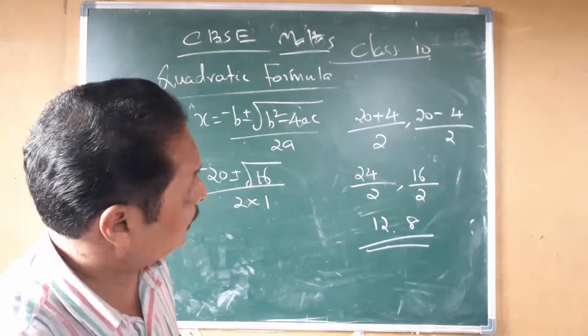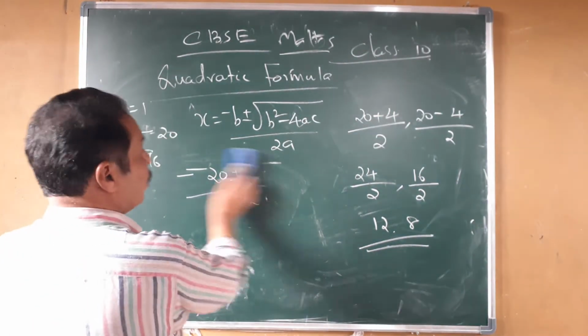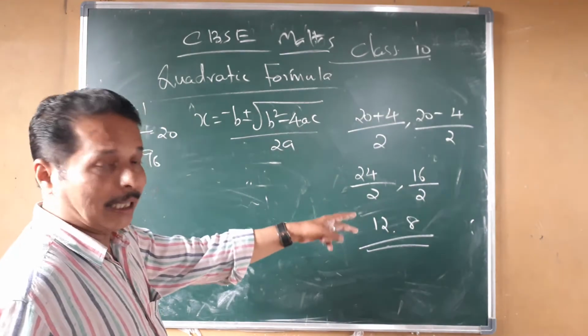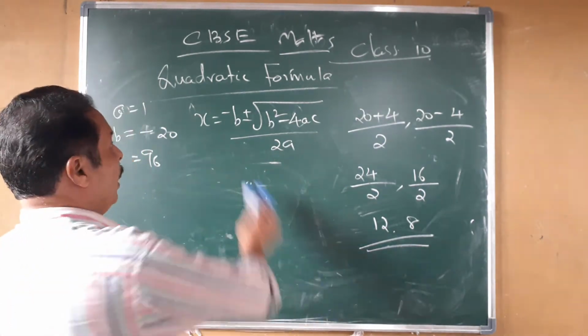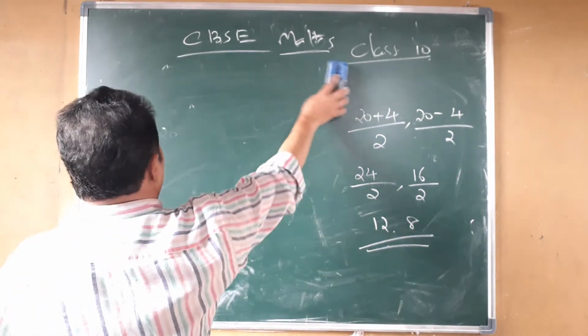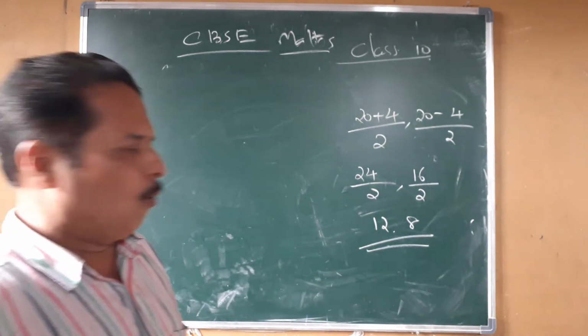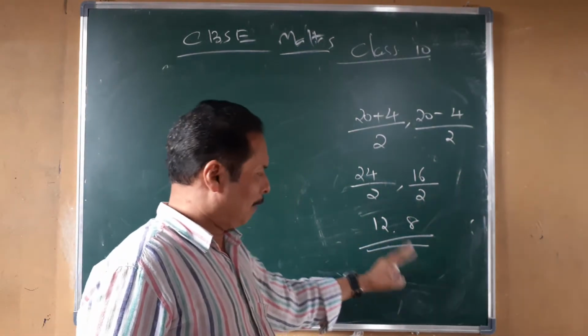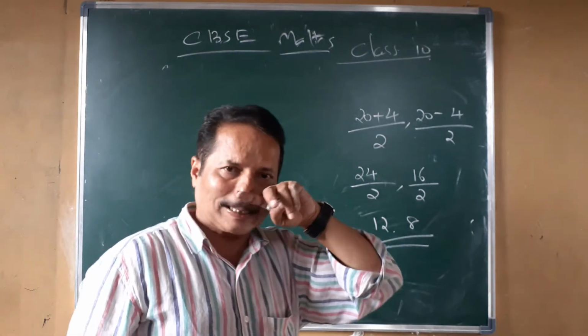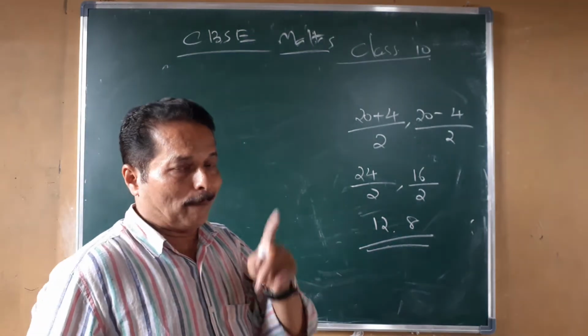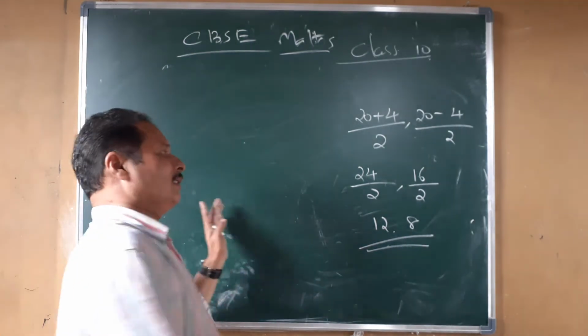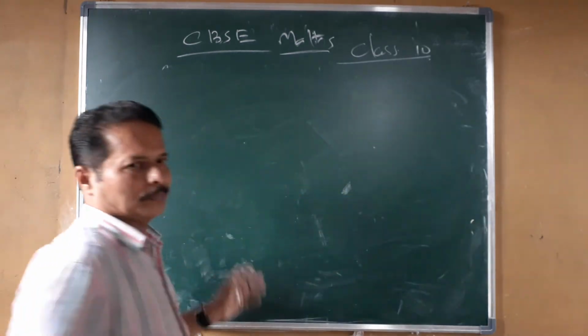So length equal to 12 centimeter, because both numbers are positive. Length equal to 12 and breadth is equal to 8. If one of the numbers is 12, the other number is 20 minus 12, that's also 8. Is it clear? So the perimeter and area given is complete. Is that all?